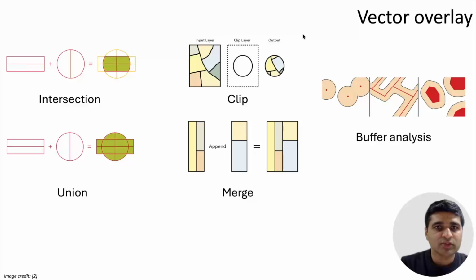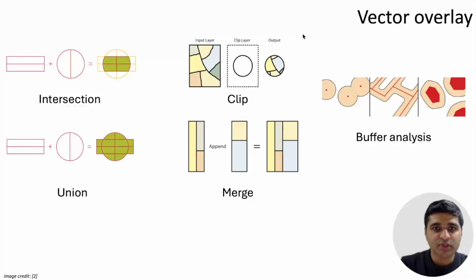There are several ways to do overlay. Intersection keeps only the area shared by both layers. Union keeps everything from both and merges data where they overlap. Clip uses one layer as a cookie cutter to cut shapes from another. Merge or append is different, as it simply joins features from two or more layers of the same type, like stitching two road maps together.